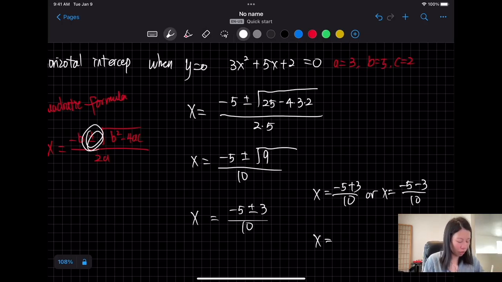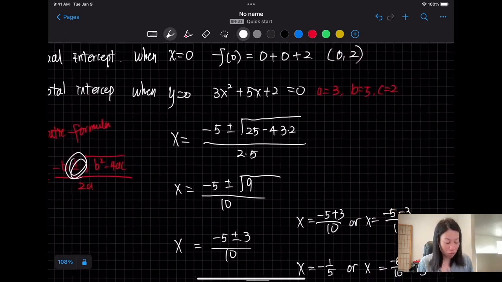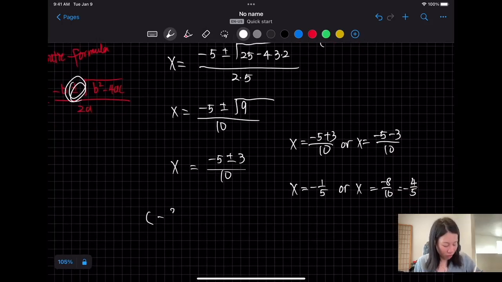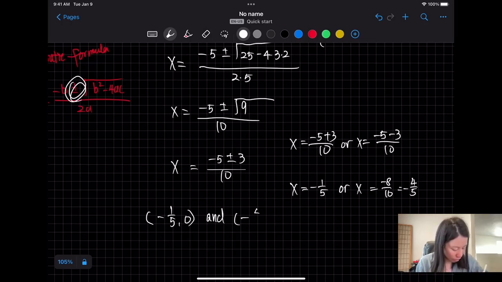If the plus 3, I have negative 2 over 10, which is negative 1/5. The other one is negative 8 over 10, which is negative 4/5. So that means you are going to have 2 horizontal intercepts. One is negative 1/5, 0, and negative 4/5, 0.